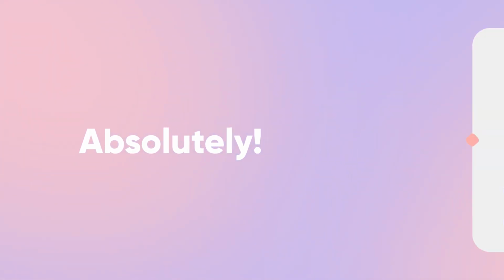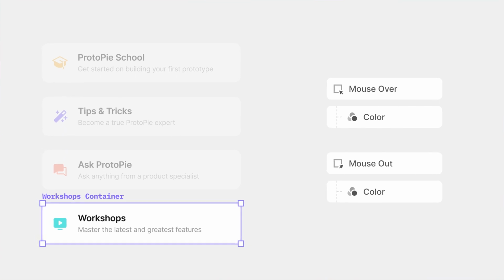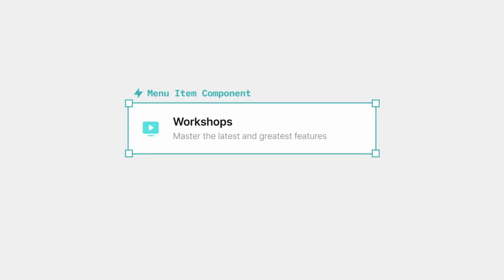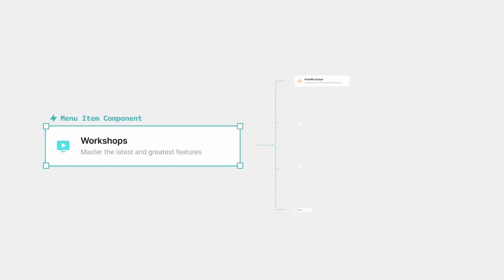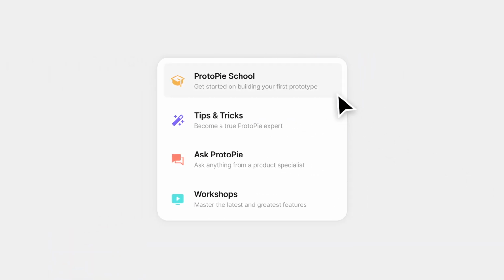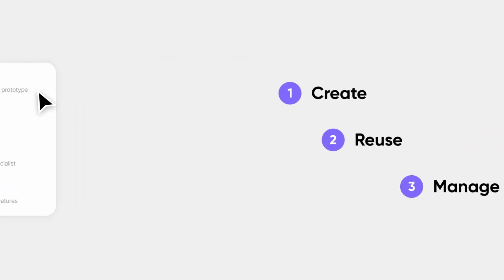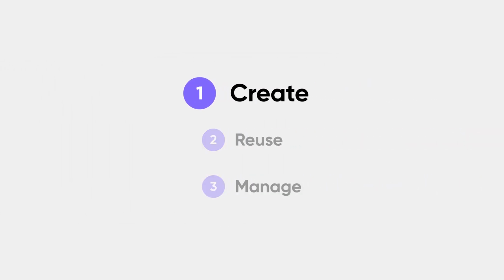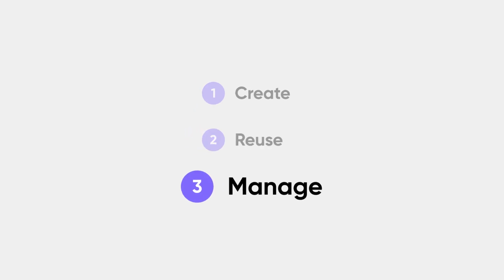Absolutely! In this lesson, we'd like to introduce one of ProtoPie's powerful features called Component. Not only does a component make the process super easy, it allows layers and interactions to become reusable, cleans up your files, and will save you tons of time avoiding redundant work. We'll split this into three easy steps: create, reuse, and manage.